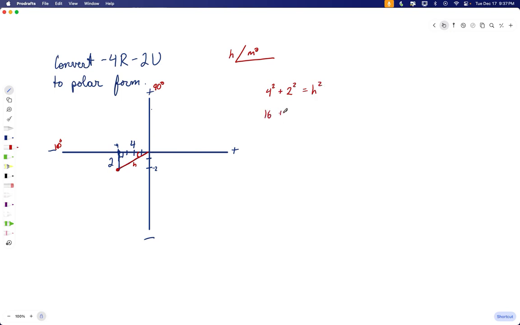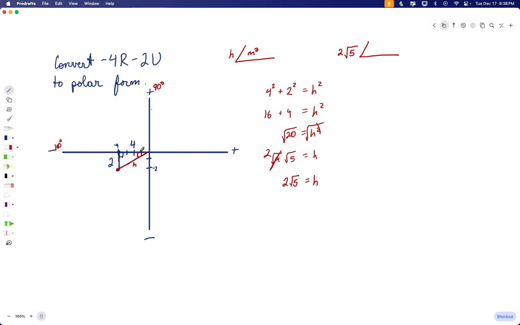So it's going to be 16 plus 4 is equal to h squared. That's 20 is equal to h squared. Unsquare both sides. I know this is going to be the square root of 4 times the square root of 5, which turns into a 2. So that means that 2 times the square root of 5 is equal to h. That's what goes here. So 2 times the square root of 5. And now we've got to find the degree of measure. So now that we have our hypotenuse length, we can use that to calculate the degree of measure here. Maybe. We may not even need it.